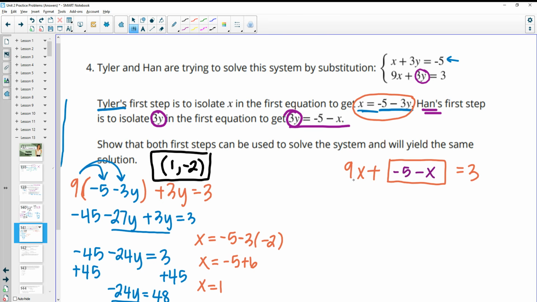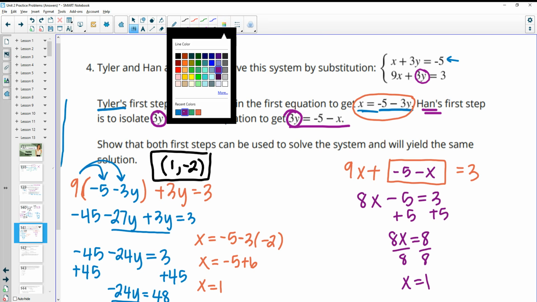Then we can just combine like terms. So we have 9x minus 1x, which is 8x. And then we have that negative 5, and then equals 3. So we can add 5 to both sides. So we get 8x equals 8. Then you can divide by 8 and get x equals 1.